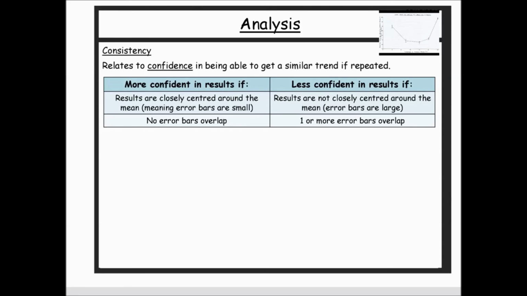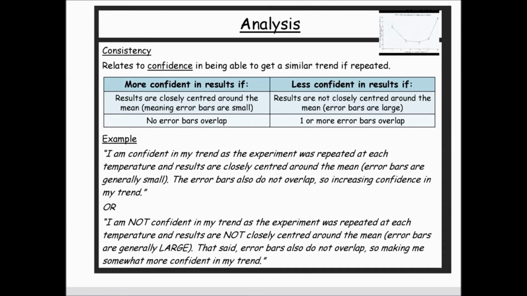So let's have a look at an example of what we might say. There are two possible examples here. I've said I'm confident in my trend as the experiment was repeated at each temperature and results are closely centered around the mean, which generally means that error bars are small. So usually those two things go hand in hand. The error bars do not overlap, so increasing confidence in my trend. Now we could reverse those and say they're not closely centered around the mean and they do overlap, but you could actually have a combination of the two.